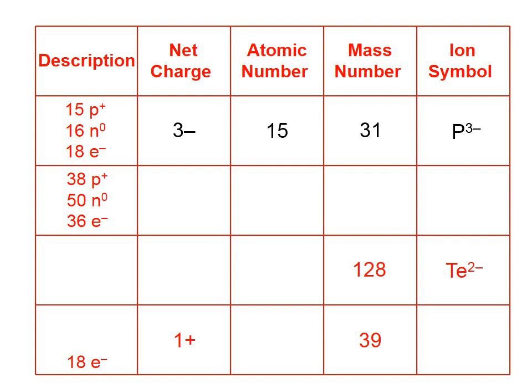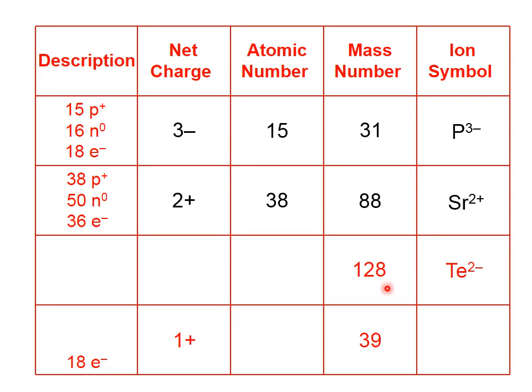The atomic number is going to be 38 because that's how many protons it has. The mass number will be the sum of the protons plus the neutrons, which is 38 plus 50. That's 88. The net charge, we need to consider 38 protons versus 36 electrons. Well, here there are 2 more protons than there are electrons, so the net charge on this is going to be 2 plus. To write the ion symbol, we look up element number 38 on the periodic table, which is Sr, and then we write the charge up and to the right. Let's try the next one.